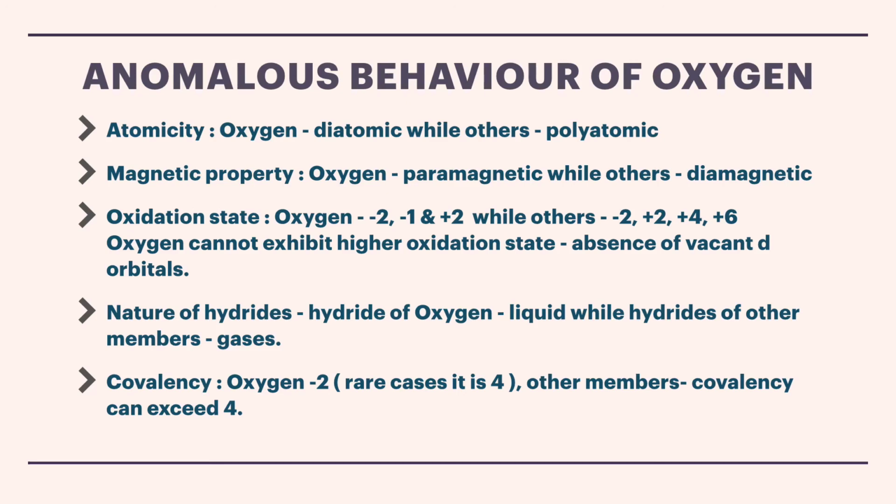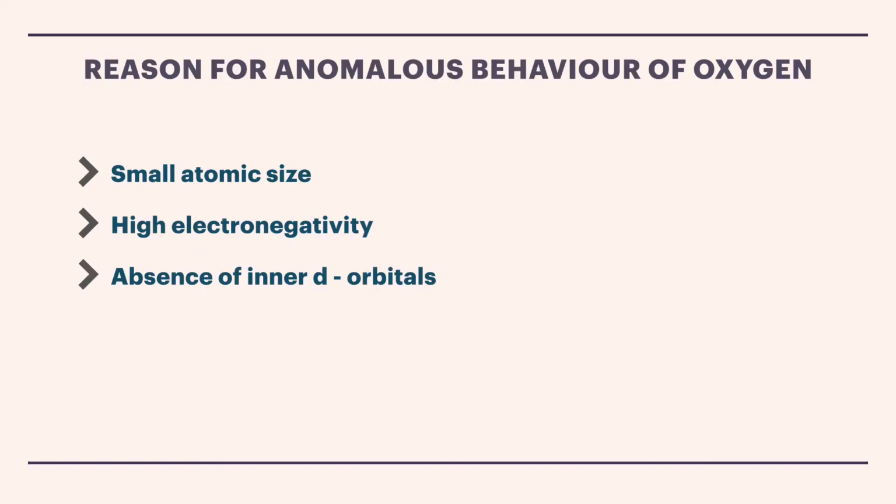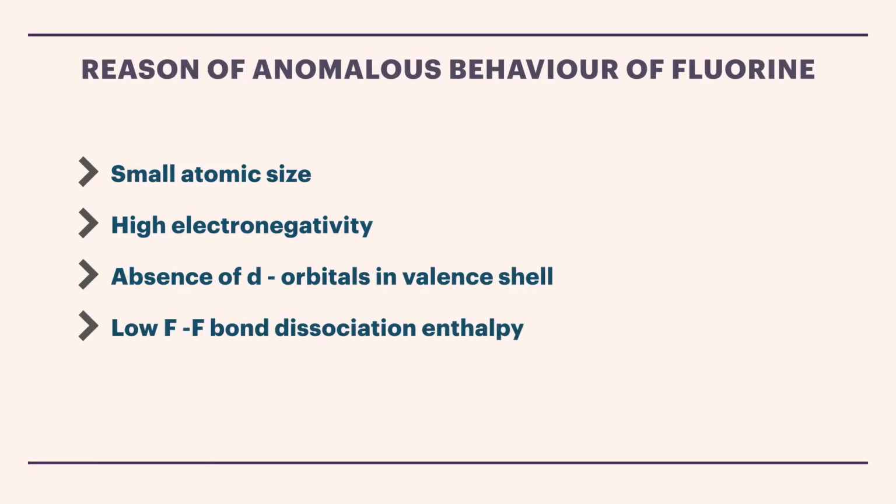And the last point, covalency. For oxygen, the covalency is 2, in rare cases it is 4. For the other members, the covalency can exceed 4. So now we will see the reasons behind the anomalous behavior of oxygen. The first reason is small atomic size. Second is high electronegativity, and the last is the absence of inner d orbitals.